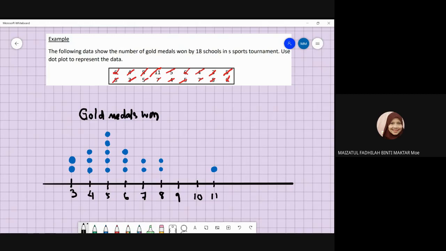So this is for dot plot. Dot plot is very simple. Draw a horizontal line, label the values on the line, then dot plot following the values already given. Okay, so can we go to the next one?